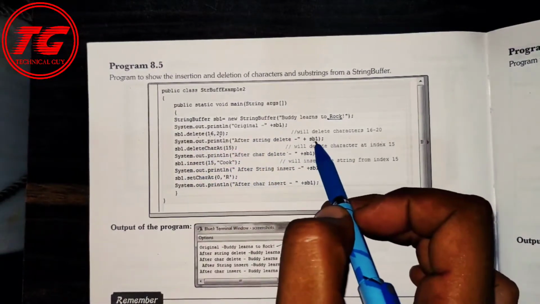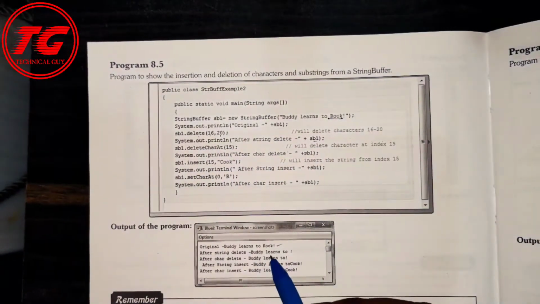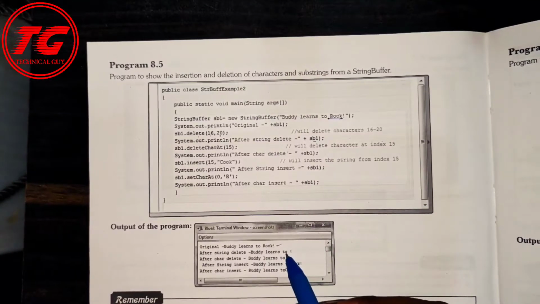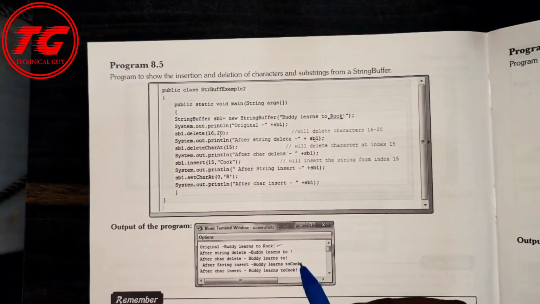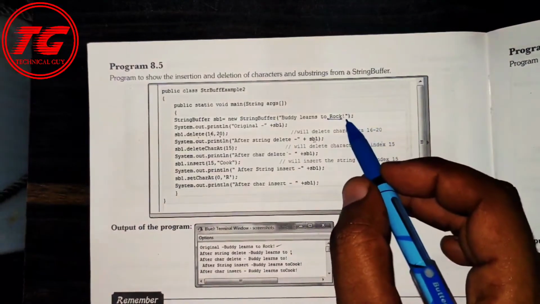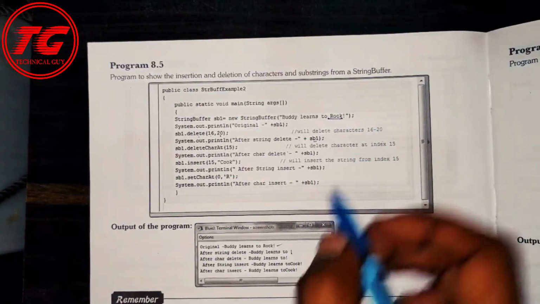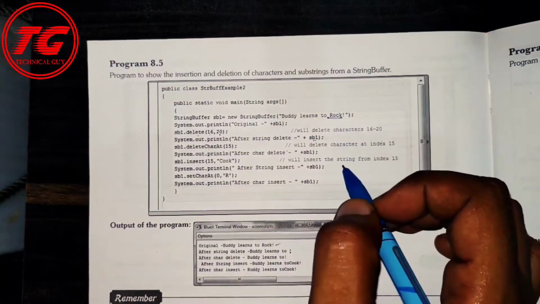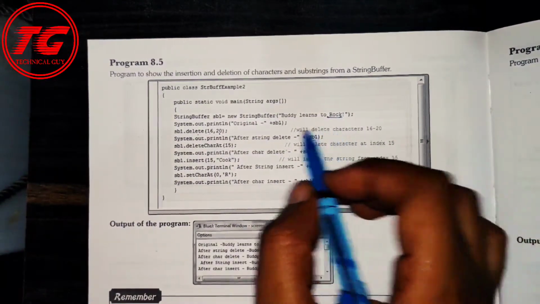And then they have printed the sb1. Now you can see buddy learns to, and in between that rock is deleted, and the last sign of exclamation is not deleted. So only this word, that is rock, is deleted.